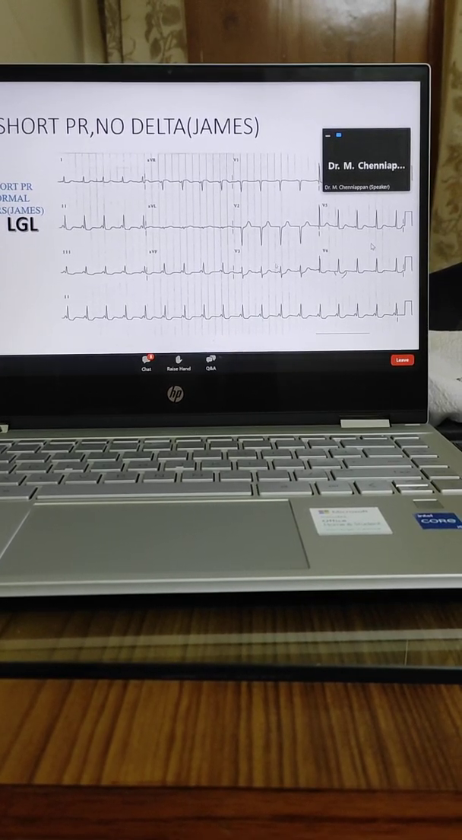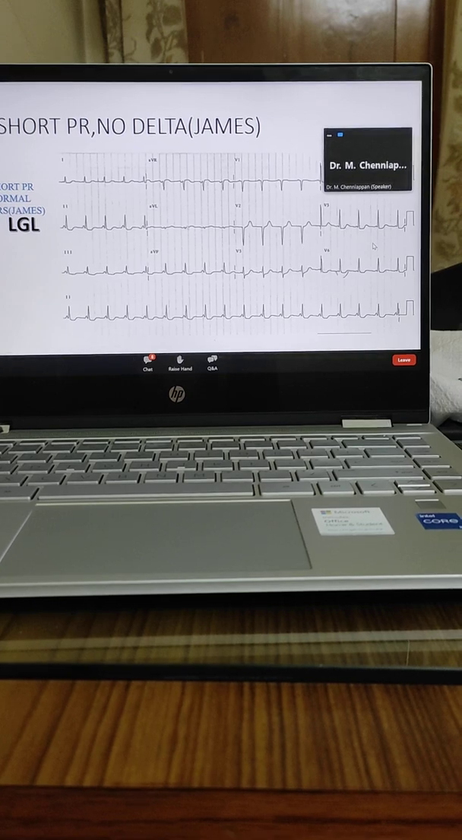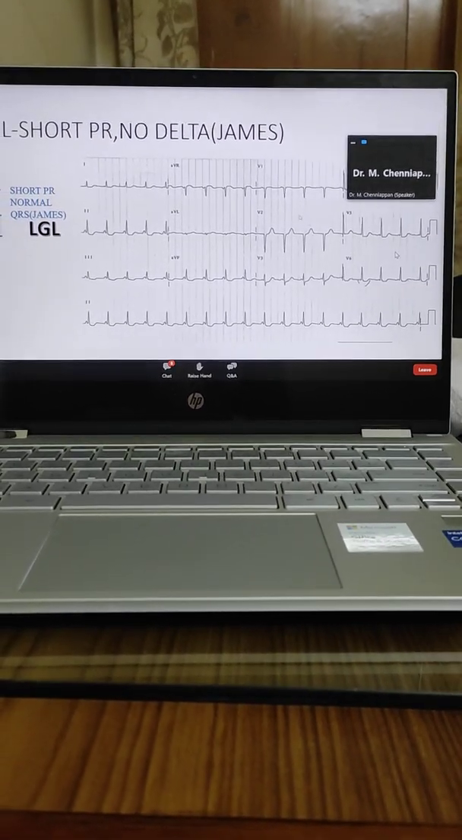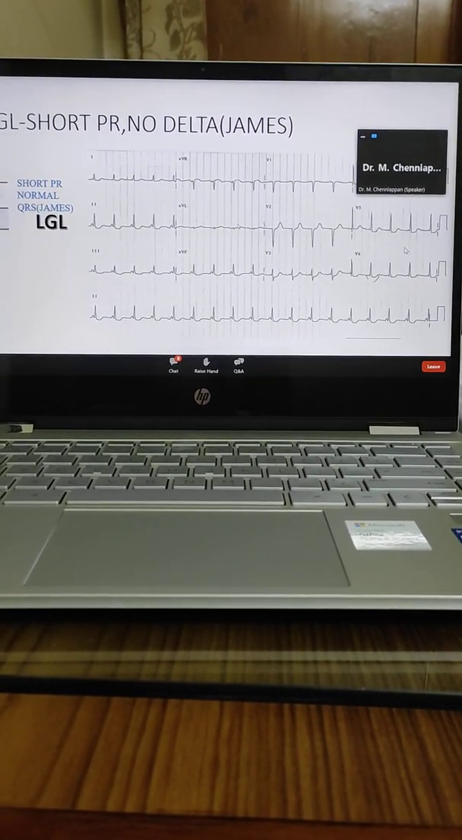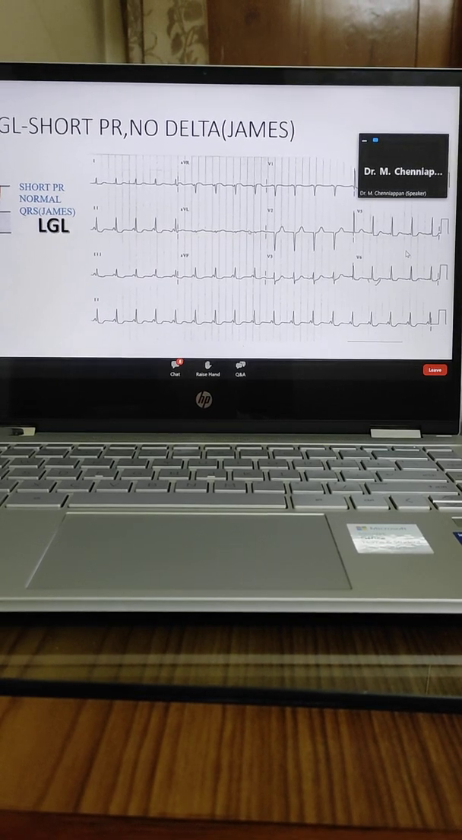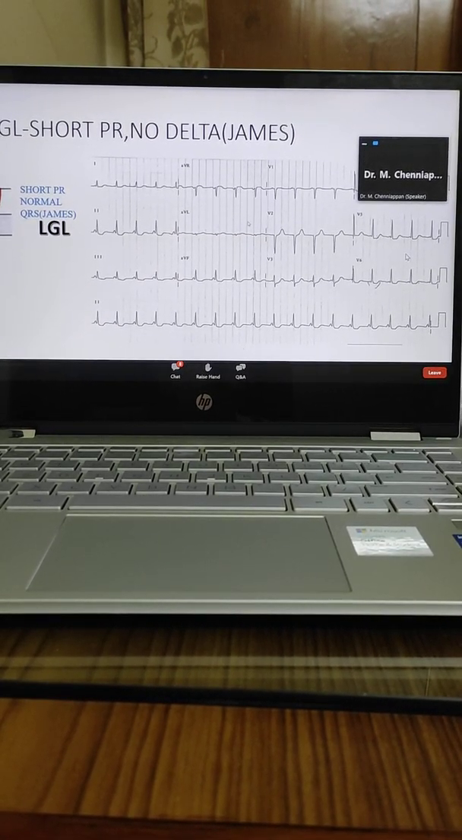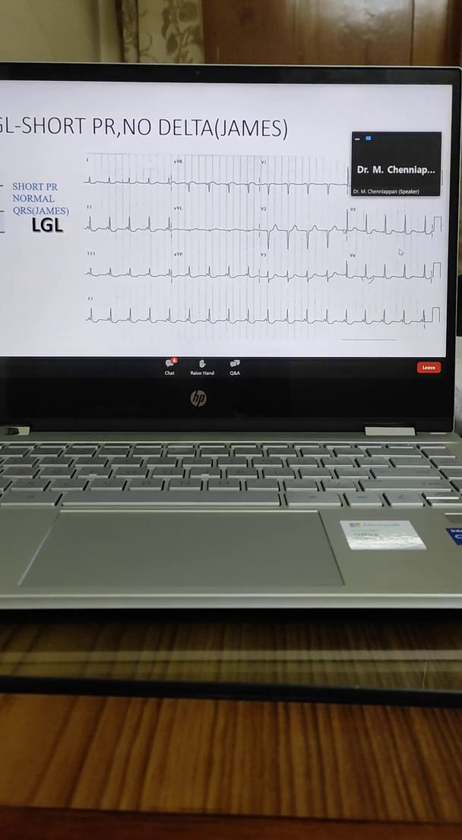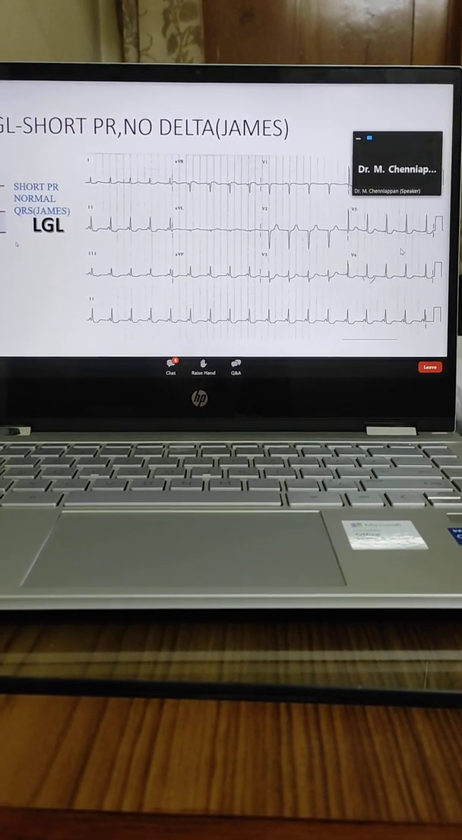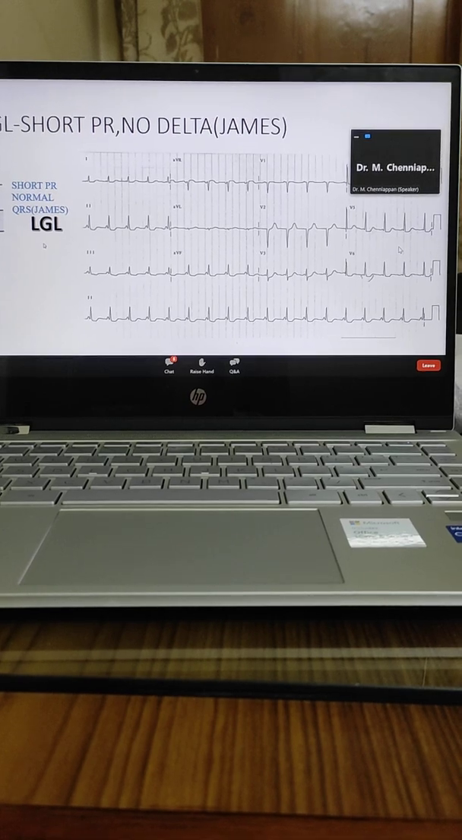When the patient with this ECG has recurrent episodes of tachycardia only, he is called as having Lown-Ganong-Levine syndrome, LGL syndrome. So short PR, no delta wave is the James pathway conduction and the tachycardia is LGL syndrome.